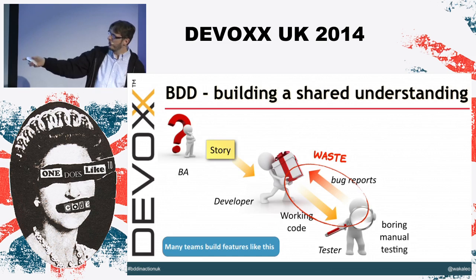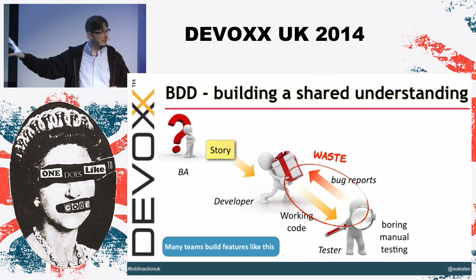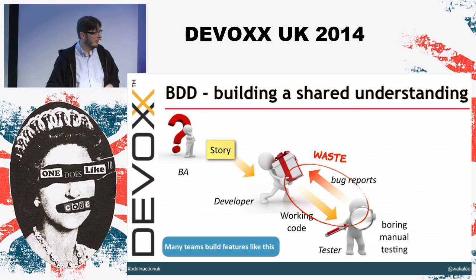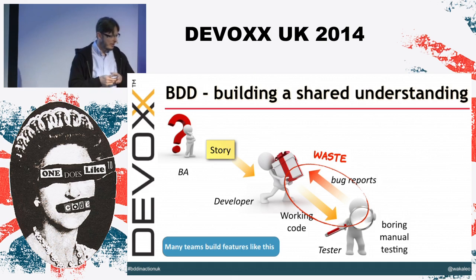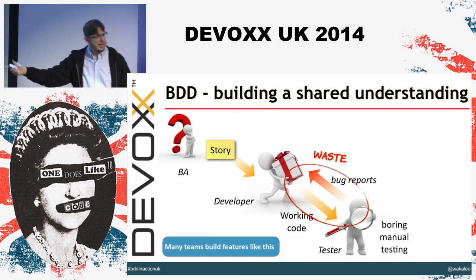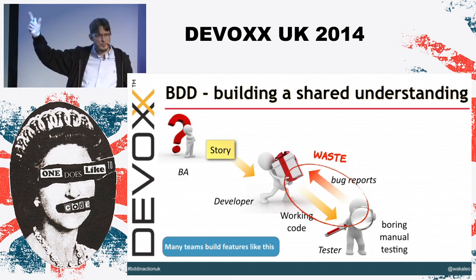What happens in a lot of projects that I've seen is this sort of situation where the developer delivers working code, except it's not really all that working because there are bugs in it, so the tester tests it and then reports back to the developer who fixes them and so forth. So in a BDD context, what we want to do is eliminate this waste, which is the feedback loop between the developer and the tester.